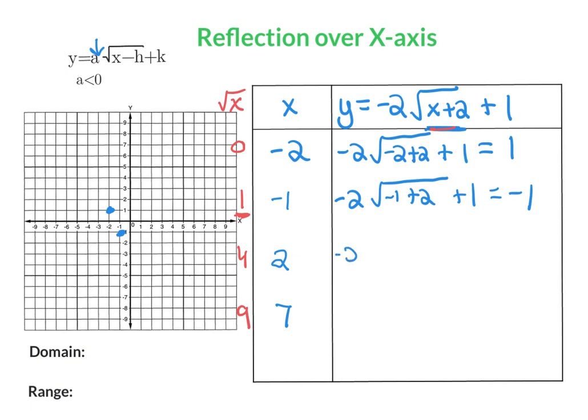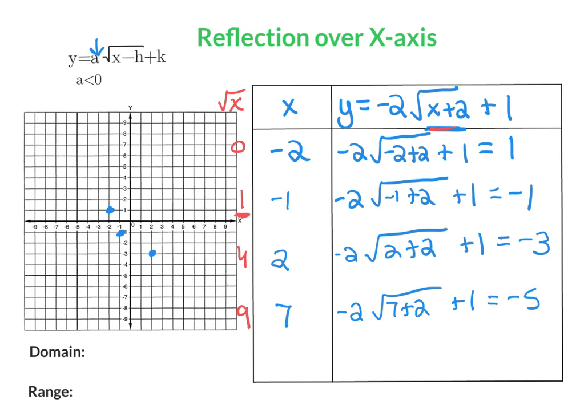All right, 2. Negative 2 times the square root of 2 plus 2 plus 1. 2 plus 2 is 4. The square root of 4 is 2. 2 times negative 2 is negative 4. Plus 1 is negative 3. So positive 2, negative 3. All right, last one. Negative 2 square root of 7 plus 2 plus 1. 7 plus 2 is 9. The square root of 9 is 3. 3 times negative 2 is negative 6. Plus 1 is negative 5. So 7, negative 5. So here, my graph has flipped.